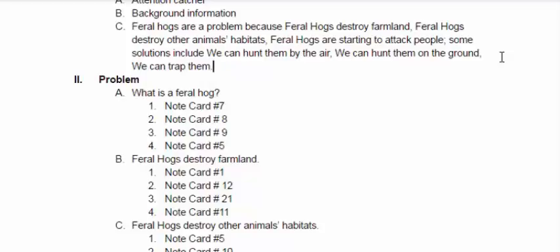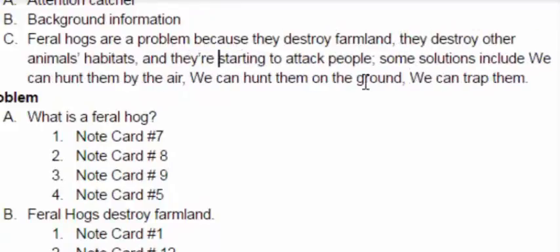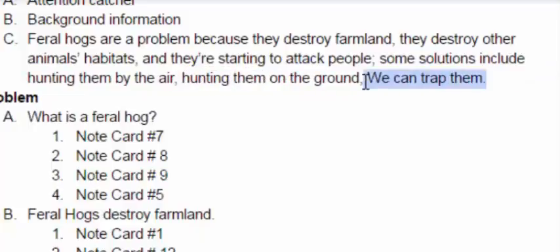So reword it a little bit. You don't need much. Now it sounds like a sentence. I really just took out all the feral hogs and replaced them with "they." But this is what you want. You don't want your thesis statement to go too long. You don't want to put all of the possible reasons in it. That's what the paper's for.